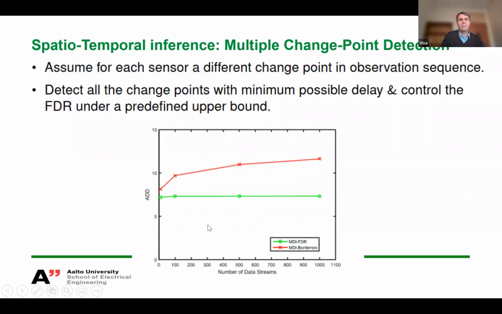Since we have multiple sensors monitoring and acquiring many data streams at the same time, the change points in different sensors may also take place at different time instances. You wish to detect all these change points with minimal delay and at the same time control this FDR and false positives. We wish to come up with a technique where the average delay more or less remains the same, even though the number of data streams grows. That, of course, makes the system scalable.